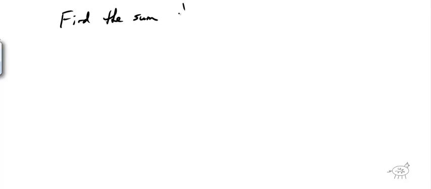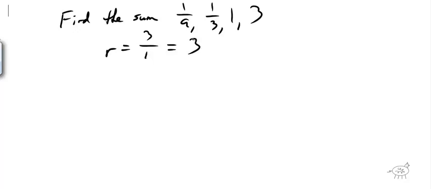And it's going to be 1/9, 1/3, 1 and 3. So if I divide 1/3 divided by 1/9, or 1 divided by 1/3, or 3 divided by 1, I get r is equal to, let's do 3 over 1. R is 3. Now here's the deal. R is supposed to be between -1 and 1. Okay? So this shouldn't work.